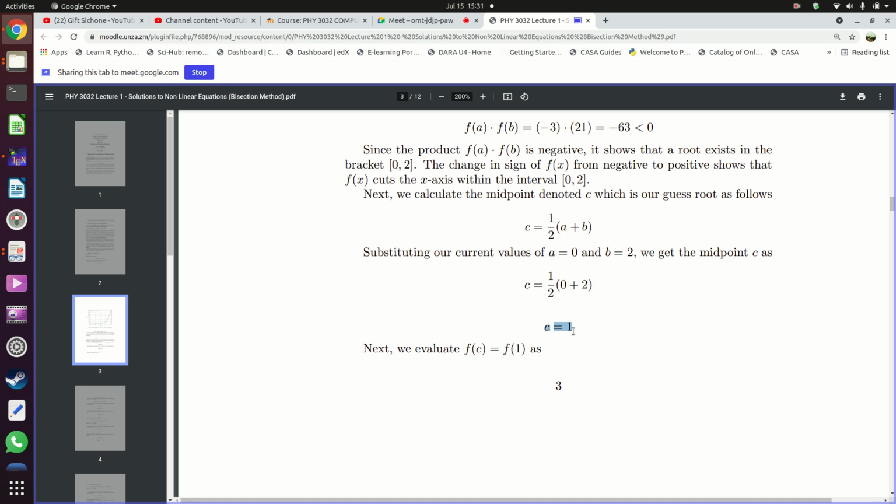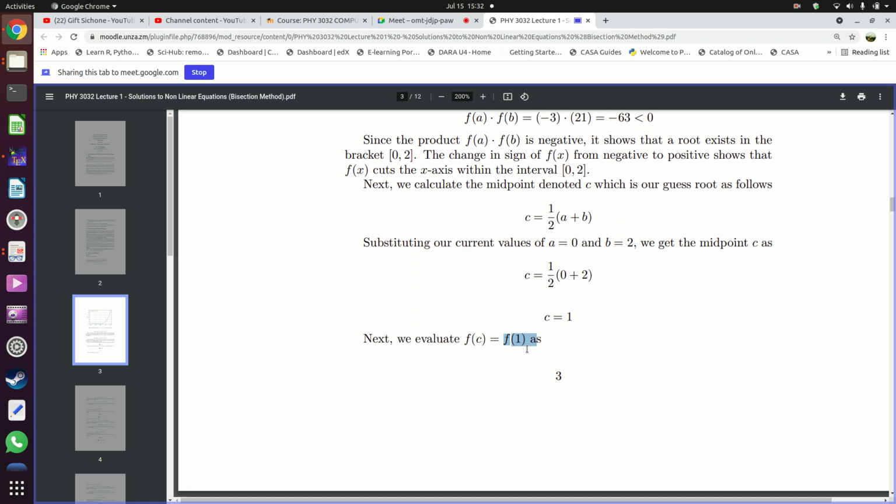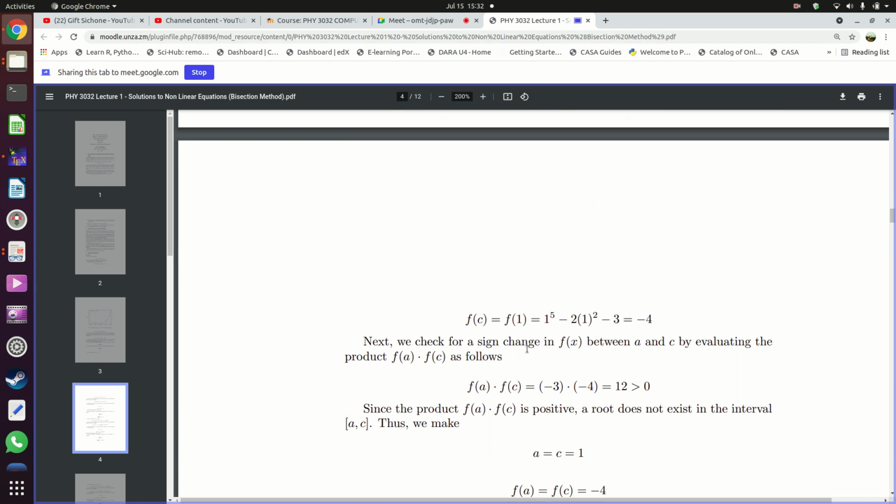Yes, sir. Now, after you find the midpoint, the next thing you do is find out the value of the function at the midpoint. You want to work out f of c, which is equal to f of 1. What is f of c? In this case, f of 1 is going to be equal to 1 to the power 5 minus 2 times 1 to the power 2 minus 3, which is going to be minus 4.